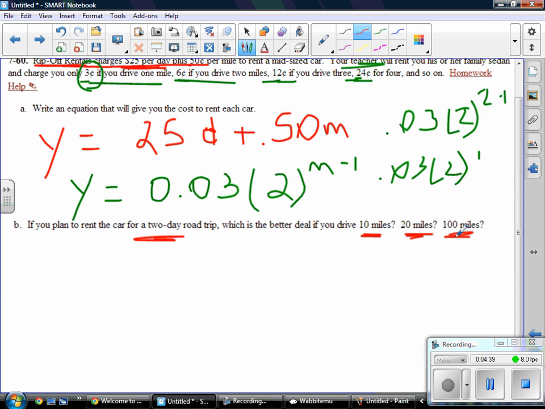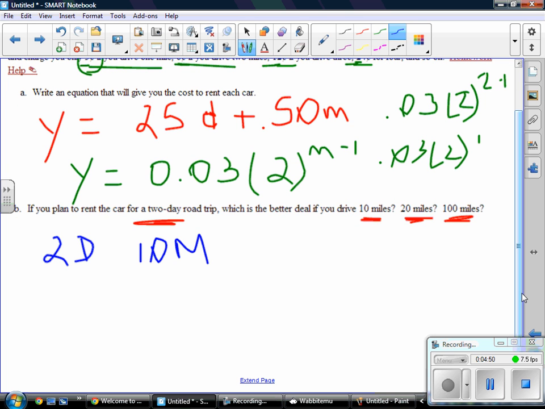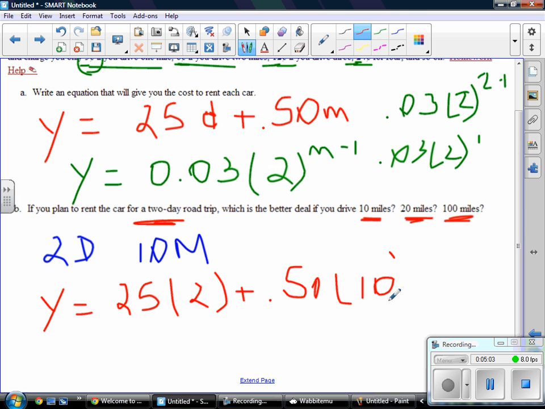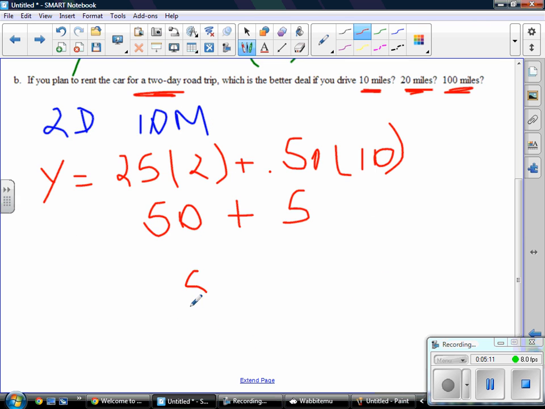So let's talk about 2 days and 10 miles. So what we're going to do is plug those numbers into both of our equations. So in our rip-off rentals, I have y equals 25 times the number of days, which is 2, plus 50 cents for the 10 miles we're going to go. Okay, so I'm going to get 50 right here plus 5. That gives me $55 from Ripoff Rentals to go basically 10 miles. So that's the one option.